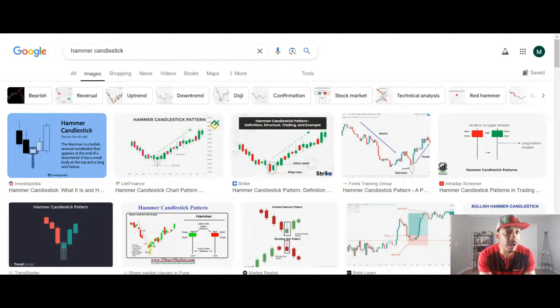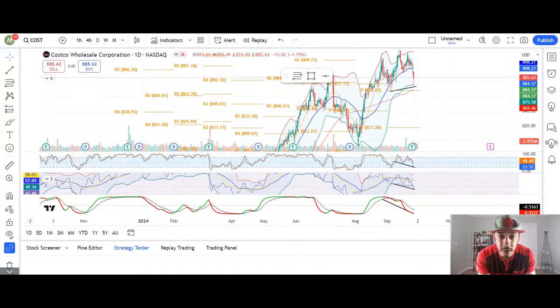So if we go back to Costco, it's not legit a hammer candle because the body is not too small. Let's go back to Costco and see what that looked like. The body's not really that small, but the wick is long. And when you have long wicks, that shows rejection, right? It shows rejection, it's showing that something pushed that stock back up.